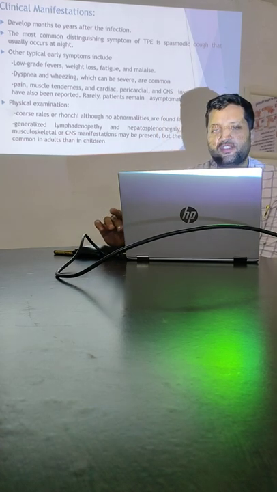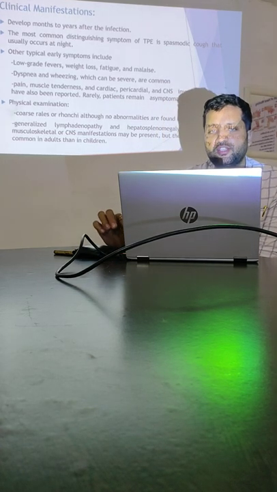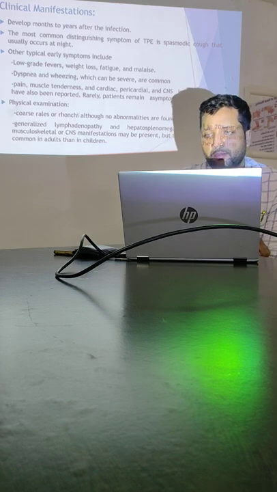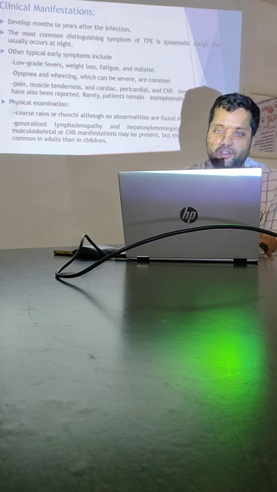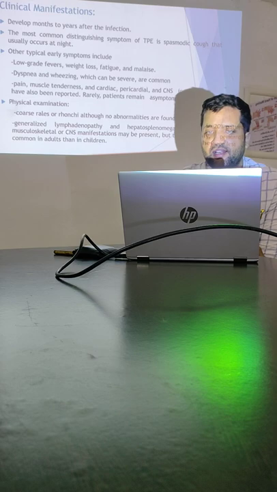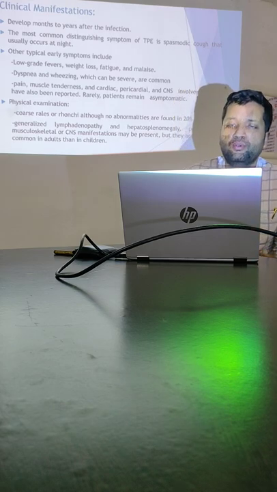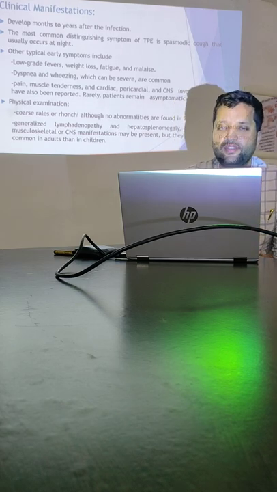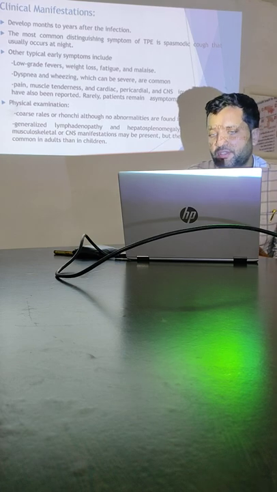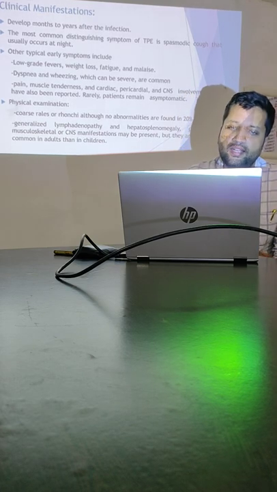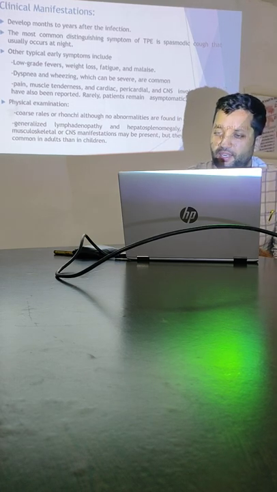The clinical manifestation develops 1 to 2 years after the infection. The most common distinguishing symptom of TPE is a spasmodic cough that usually occurs at night. Other typical early symptoms include low-grade fever, weight loss, fatigue, malaise, dyspnea, and wheezing, which can be severe or common. Chest pain, muscle tenderness, and cardiac, pericardial and CNS involvement have also been reported.